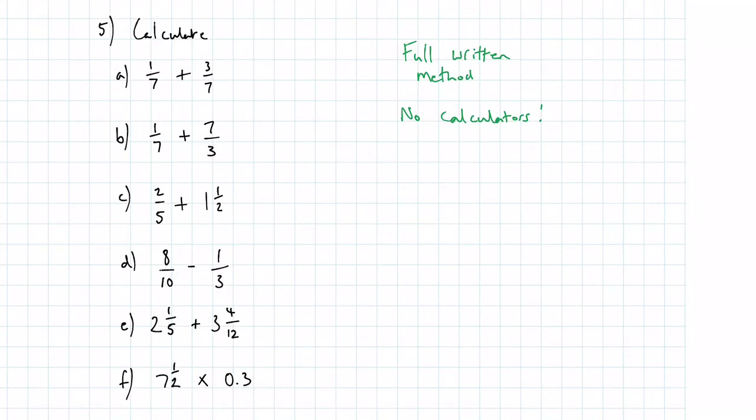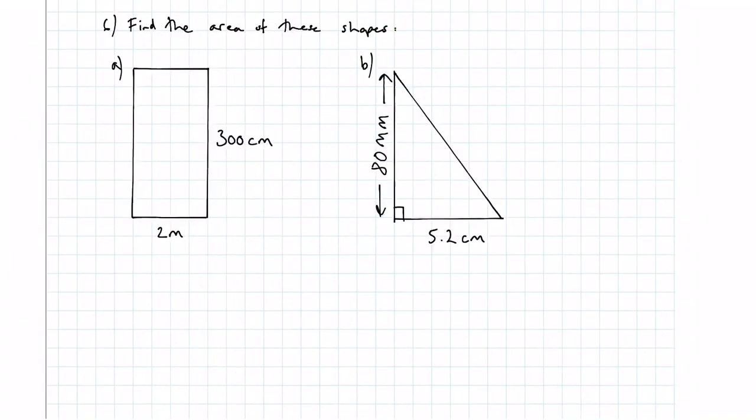On to the next question. Find the area of these shapes. So I've got a rectangle and a triangle. Now the important thing about this question is to read the units carefully.